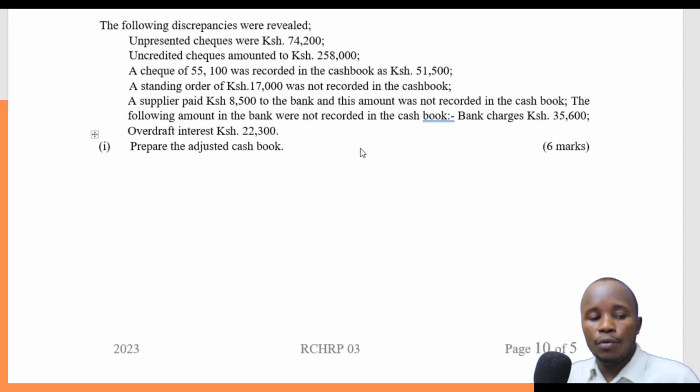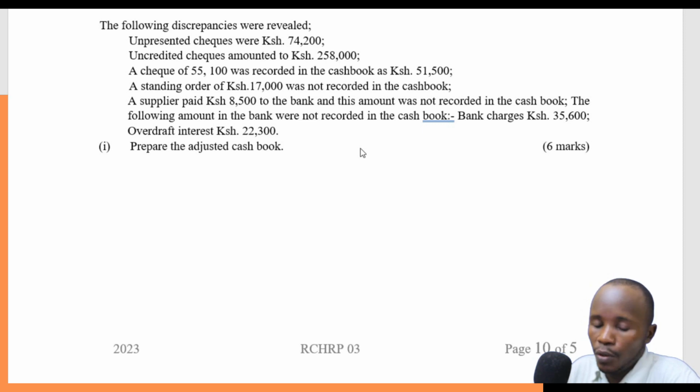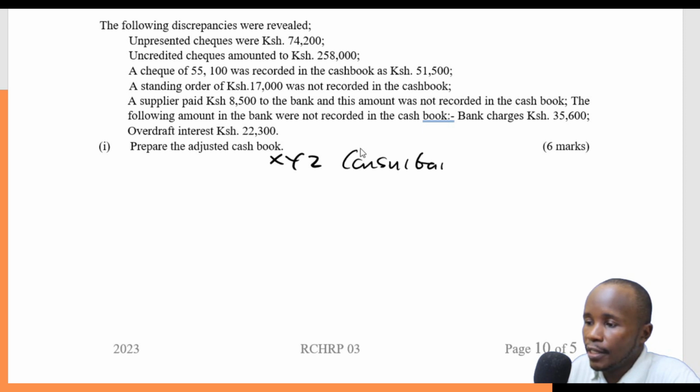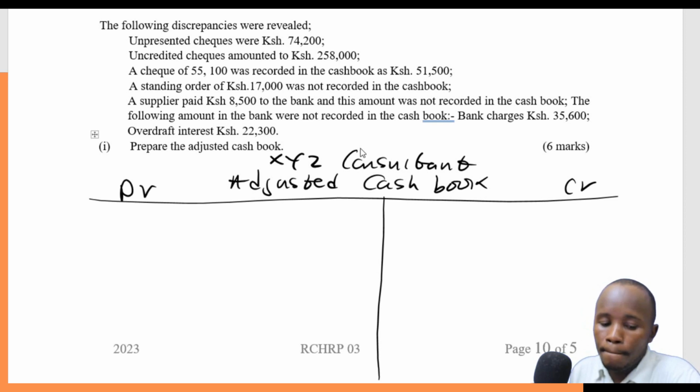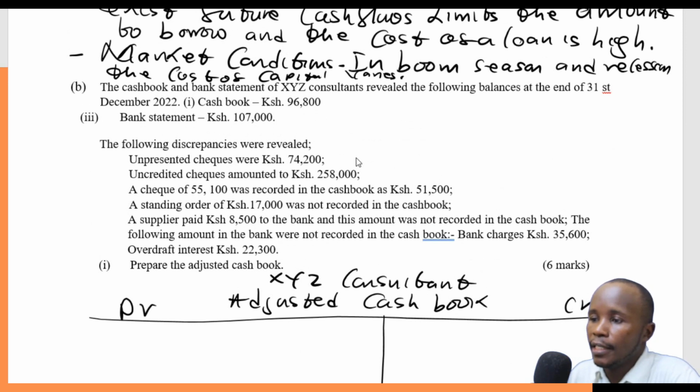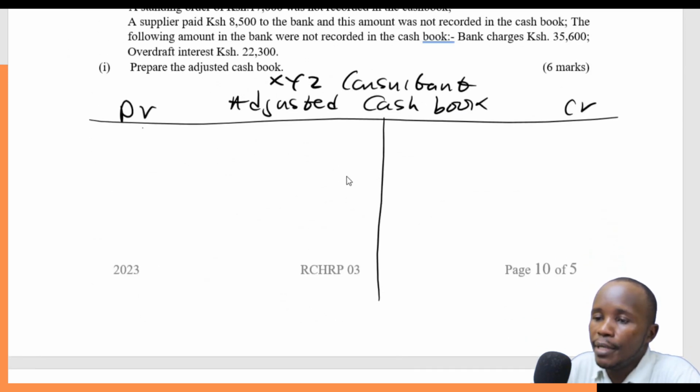Now, when you want to prepare a cash book, it can be in two formats. The first format is the T format. XYZ Consultants, adjusted cash book. Here we need to recognize the fact that cash book has a debit and a credit. Now, balance brought down, this is 96,800. It's on the debit side.